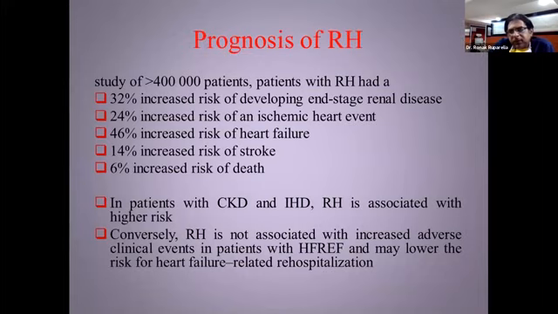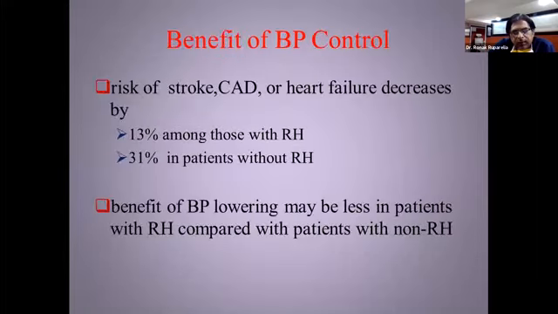Prognosis: 32% of these patients are at high risk of developing end-stage renal disease, 24% at risk of ischemic heart event, 46% at risk of heart failure, 14% risk of stroke, and 6% increased risk of death. It has been found that the risk of stroke, CAD, or heart failure decreases by 13% in patients with resistant hypertension, whereas it decreases by 31% in those without resistant hypertension. So this is a particular subset where even after treatment with adequate antihypertensives, the benefit is not so much.